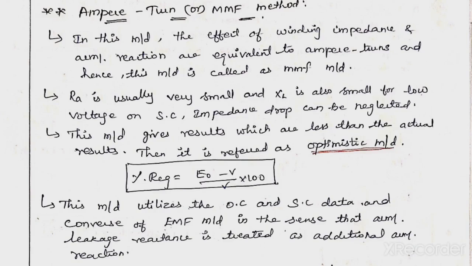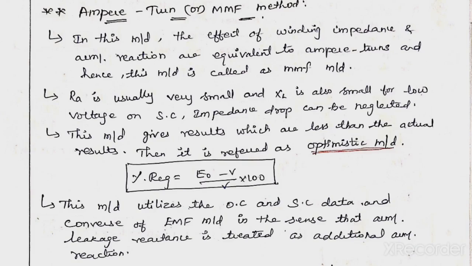The EMF method is the pessimistic method, and the MMF method is the optimistic method because the measured value is always less than the actual value. Then the percentage regulation, we know the formula: percentage regulation is equal to E0 minus V divided by V into 100.